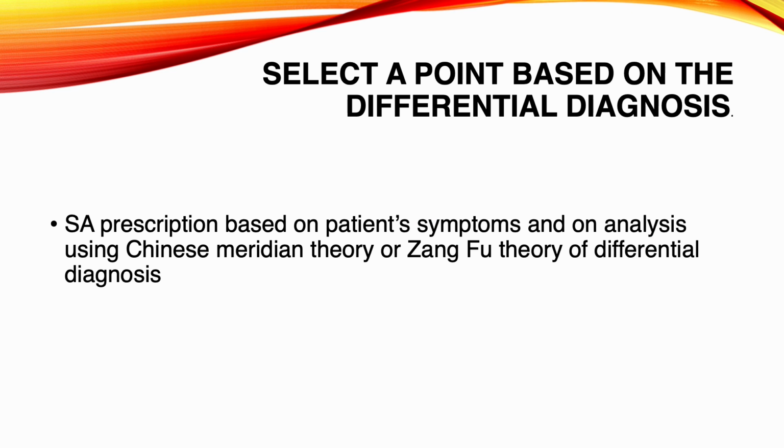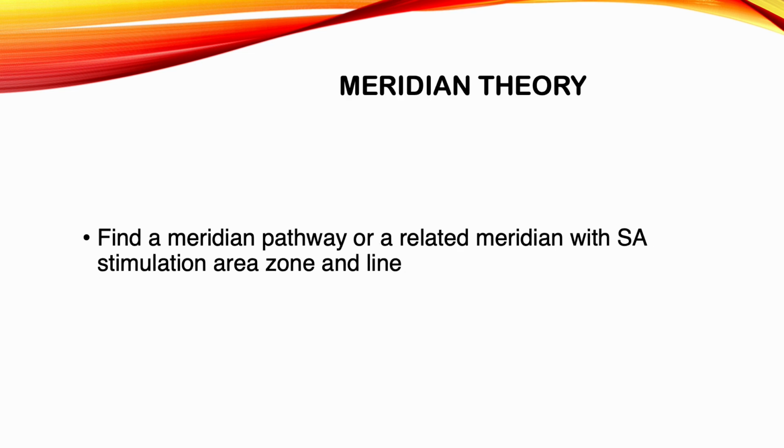Select a point based on the differential diagnosis. This scalp acupuncture prescription is based on the patient's symptoms and on an analysis using Chinese meridian theory or the Zangfu theory of differential diagnosis. According to the diseased area, find a meridian pathway or a related meridian with a scalp acupuncture stimulation area, zone and line.